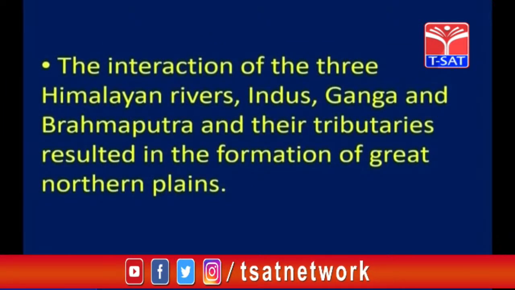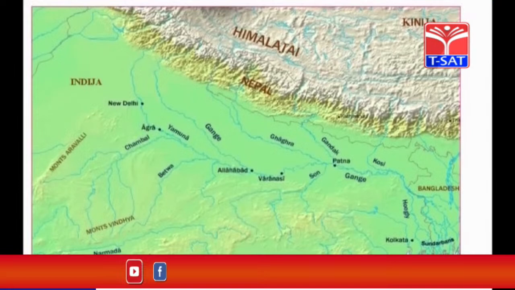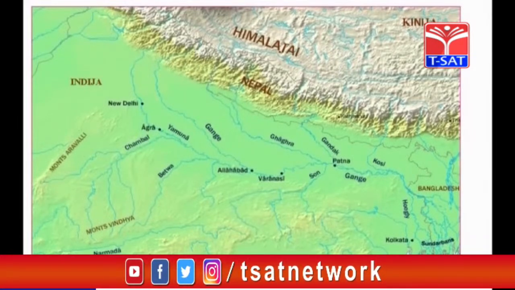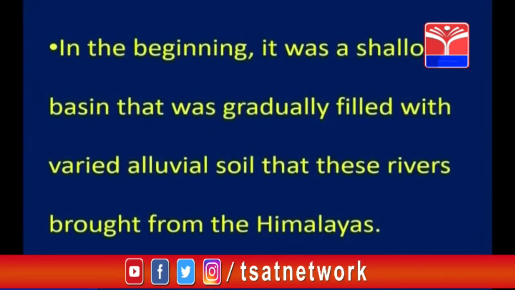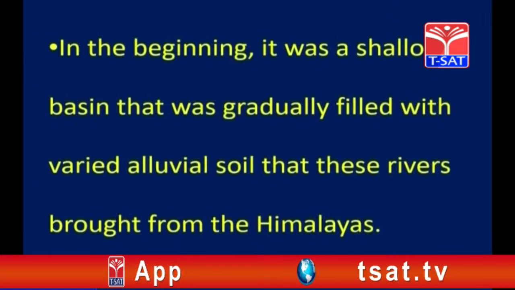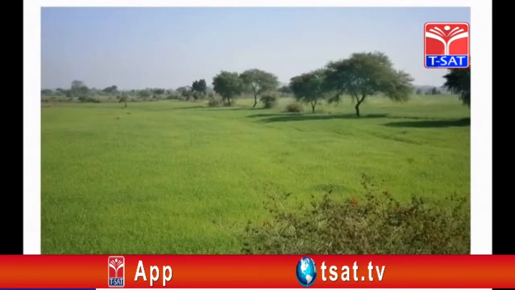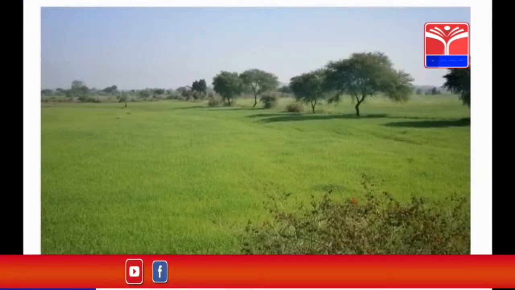The interaction of the three Himalayan rivers, that is Indus, Ganga and Brahmaputra, and their tributaries resulted in the formation of the Great Northern Plains. This is the picture of the Great Plains which support very good agriculture. In the beginning it was a shallow basin that was gradually filled with varied alluvial soil brought by these Himalayan rivers. This is what the agricultural land of that region looks like.